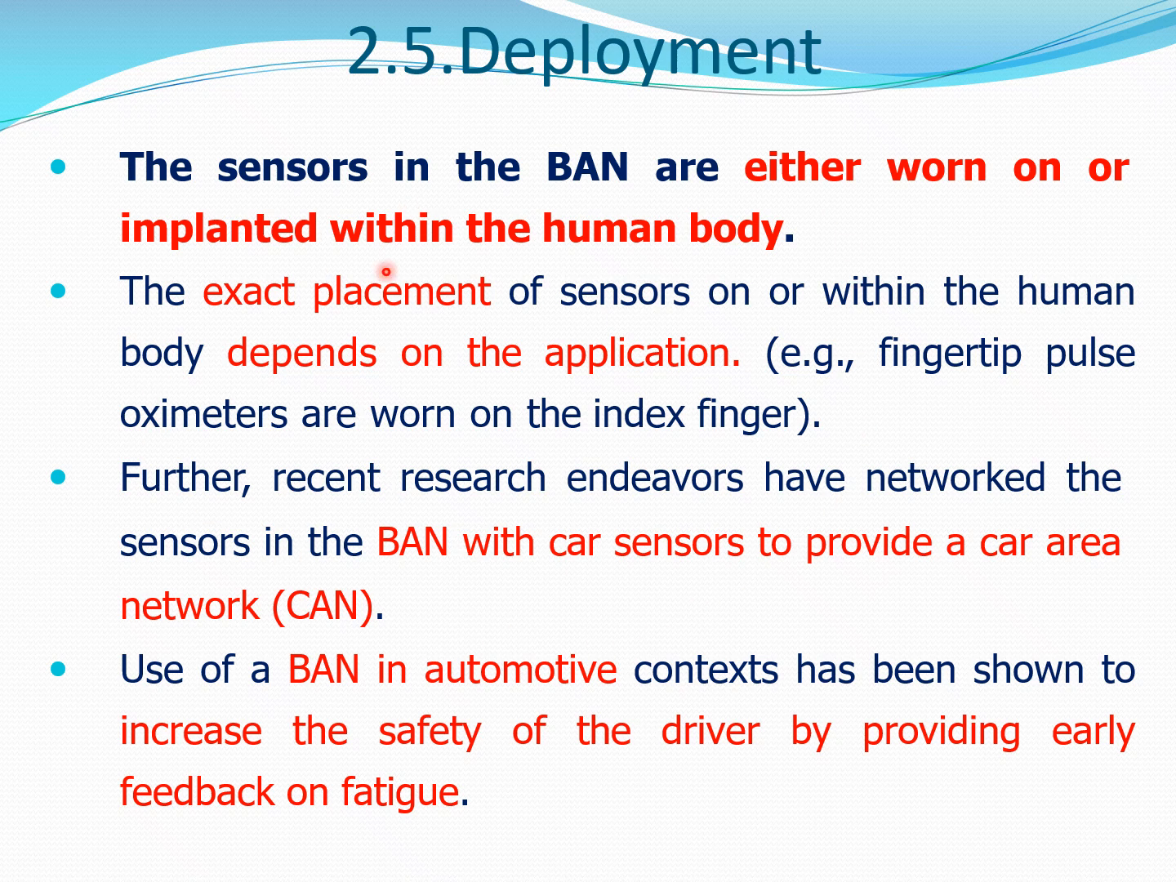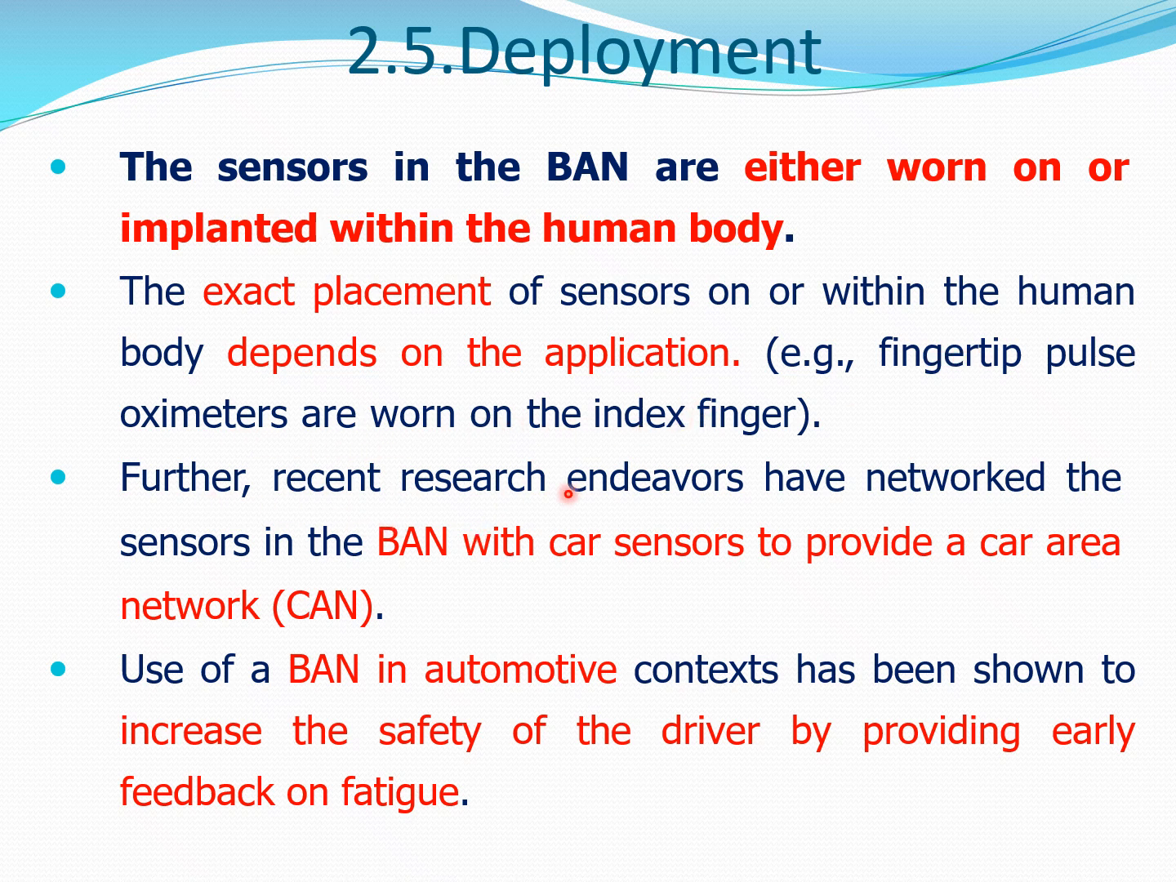And coming on to deployment, the sensors in the BAN are either worn on the body, that is wearable, or implanted within the human body. The exact placements of the sensors on or within the human body depend on the application. For example, pulse oximeters are worn on the index finger.